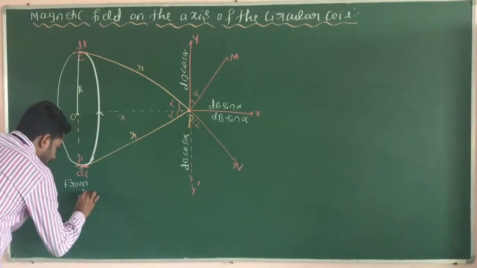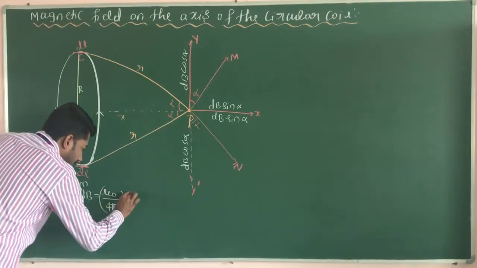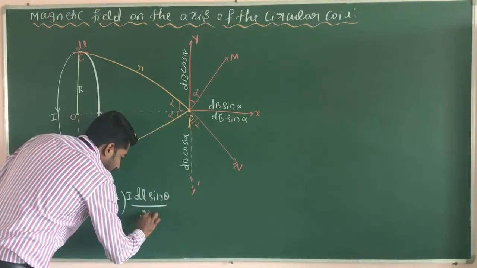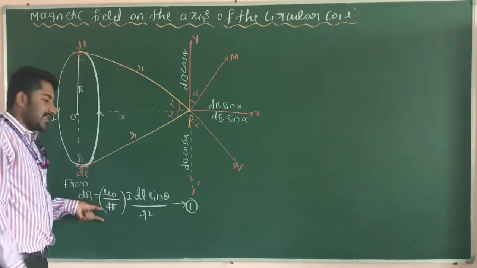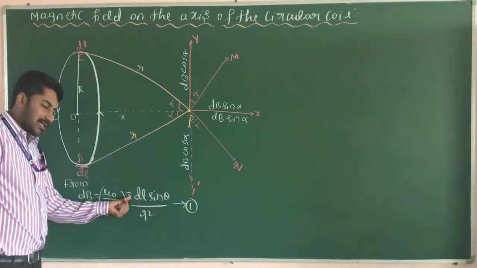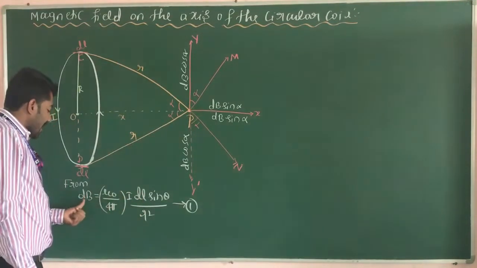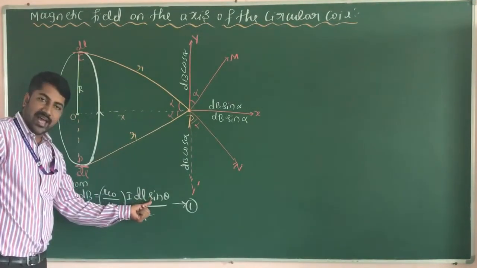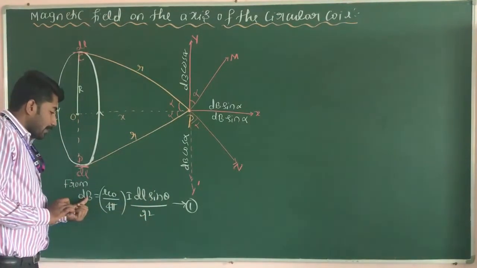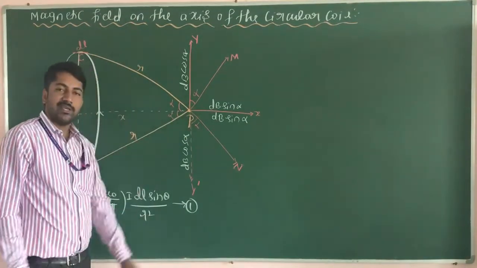From Biot-Savart's law, we know the formula dB is equal to mu naught divided by 4 pi into I dl sin theta divided by r square. This is equation number 1, the Biot-Savart's law equation. The magnetic field is directly proportional to the strength of the current, directly proportional to the length of the current element dl, directly proportional to the sine of the angle between the current element and the magnetic field at a point P, and inversely proportional to the square of the distance between the current element and the point where the magnetic field is to be calculated.